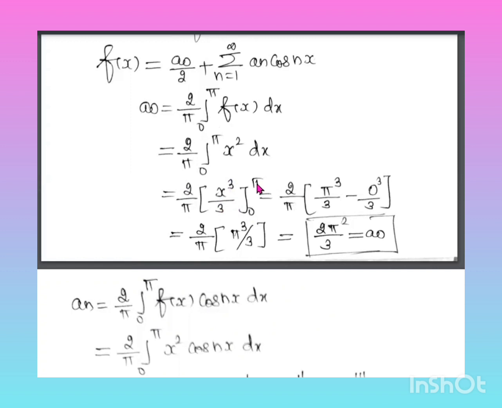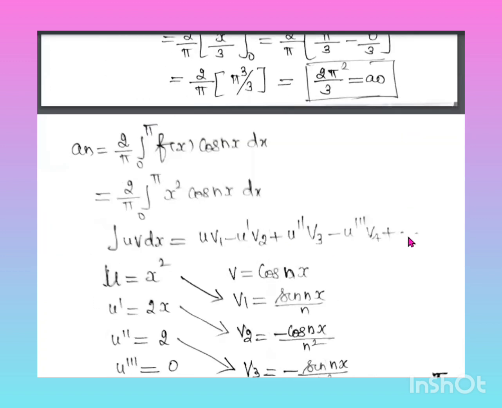For x, you have to apply the upper limit pi. So pi cube divided by 3 minus lower limit 0, which is 0. So 2 divided by pi, pi cube divided by 3. Pi cube divided by pi will be pi square. So 2 pi square divided by 3 is equal to a0.